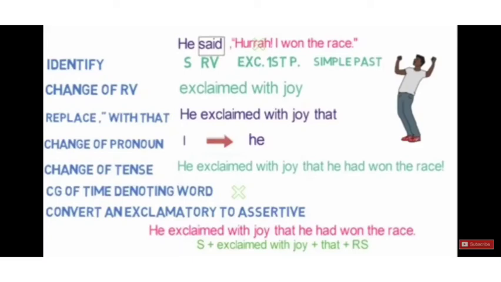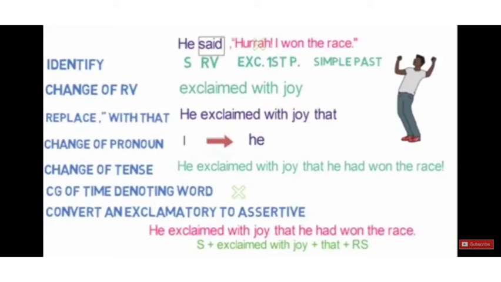We have to remove the word hooray. Students, remember this. Step 3 is replacement of commas and inverted commas with the conjunction that. So the sentence will become like this. He exclaimed with joy that. Step 4 is change of pronoun. Change of pronoun, already we knew. Here the pronoun I will be changed into he, as we learned just now.